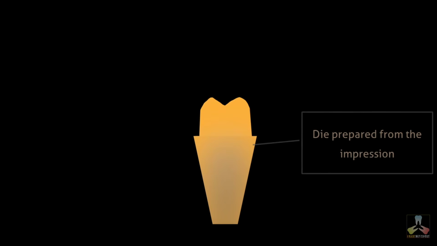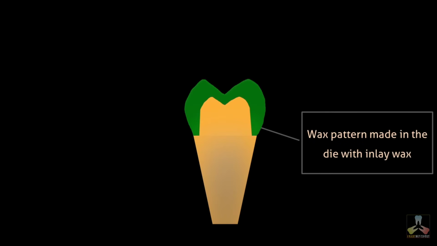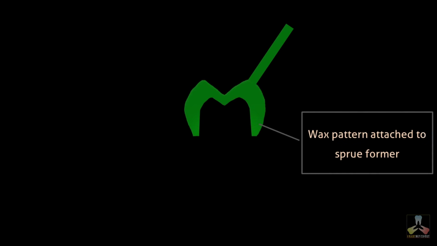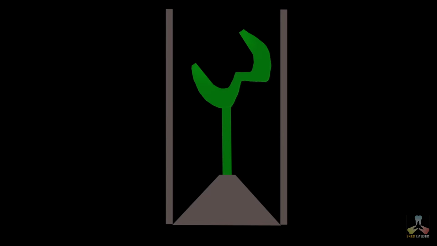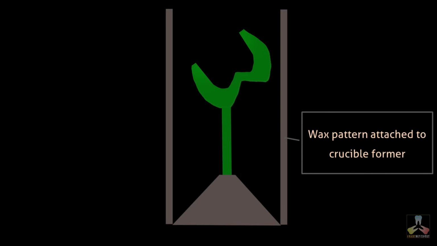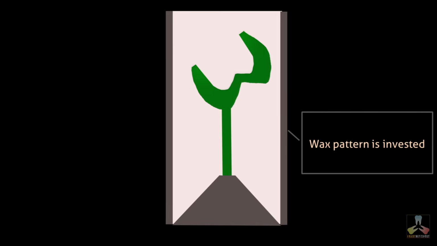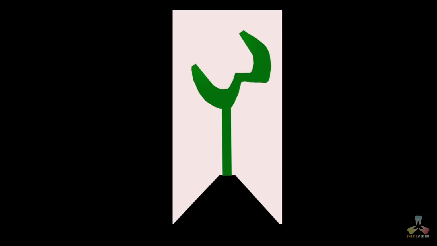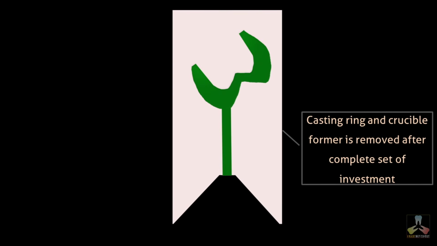A die is prepared from the impression. Using inlay wax, a wax pattern is made. The pattern is then attached to a sprue. The wax pattern is then attached to the crucible former. Vacuum mixed phosphate bonded investment is used to invest the wax pattern. Care should be taken to avoid air entrapment. After complete set of the investment, the casting ring and crucible former are removed.